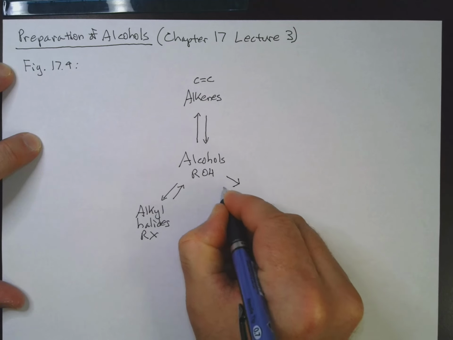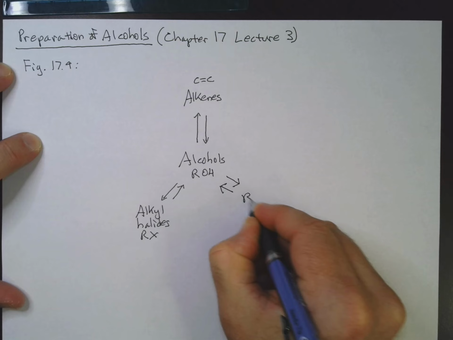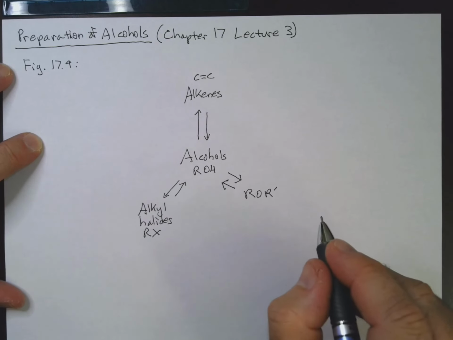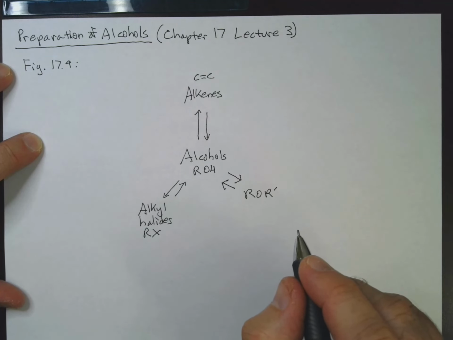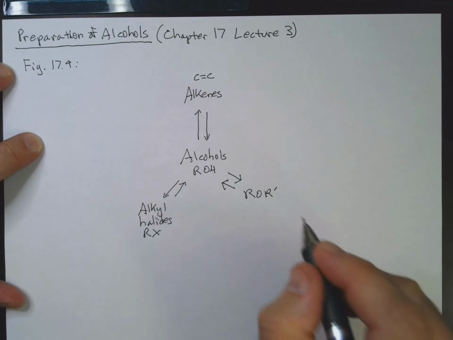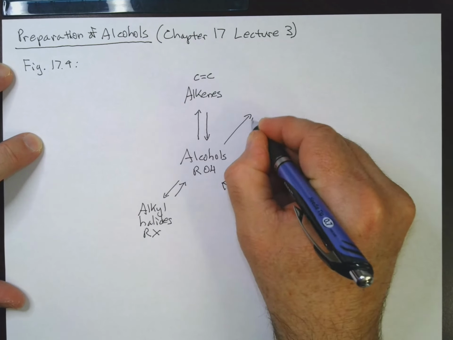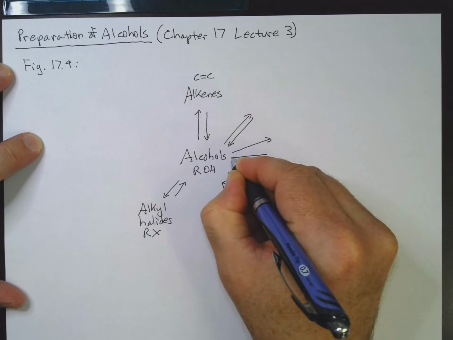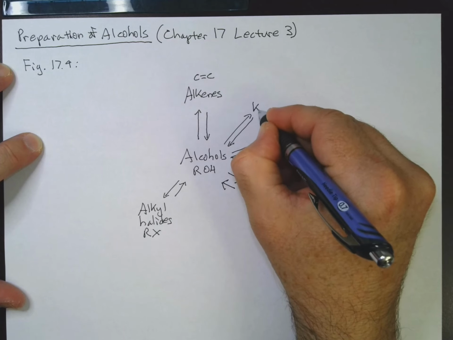We can convert alcohols into ethers, and on the chapter 11 quiz there was actually a question where you were making an ether. Now, we will see, that didn't come out straight, but oh well.